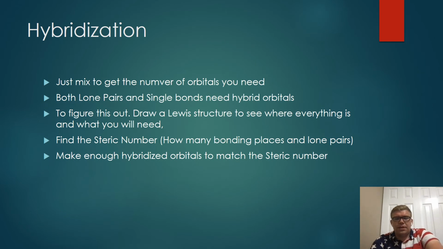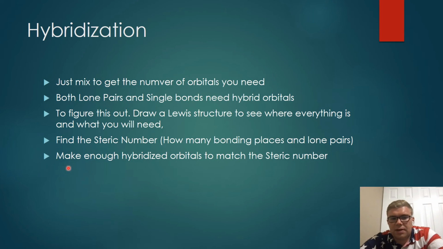Okay, so these are the basic rules of hybridization that he gave us that kind of make things easy. Just mix to get the number of orbitals you need. Don't try and overcomplicate it. Don't overthink it. Just go with what you need. Remember that both lone pairs and single bonds need hybrid orbitals.